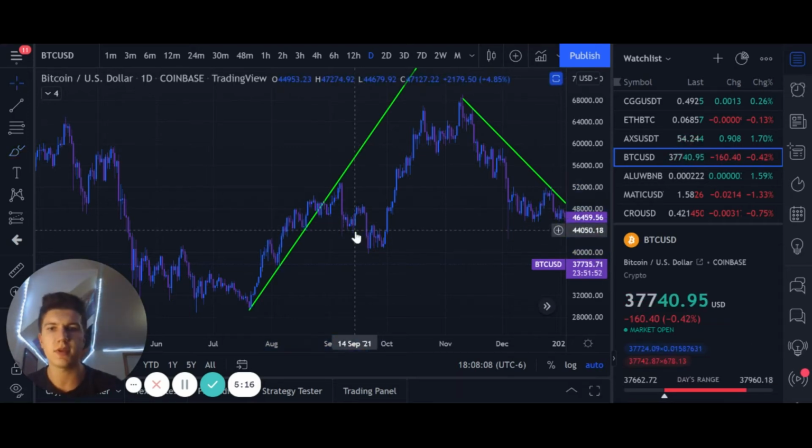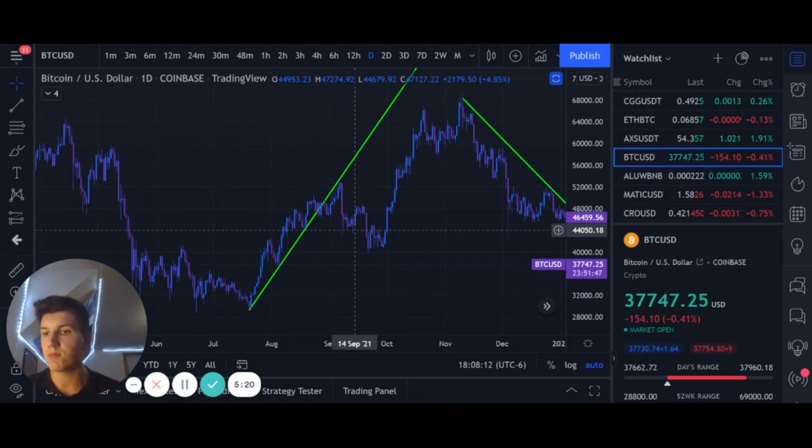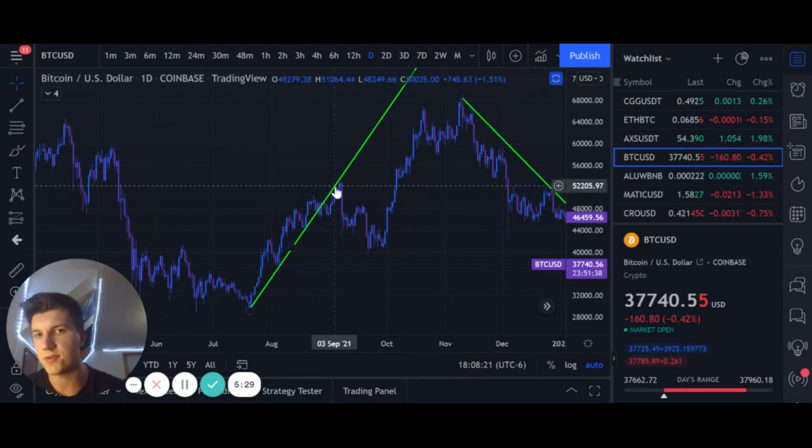It's useful to keep trend lines on your chart even when they have been broken, because sometimes price will come back and retest it as a support or resistance. In this case right here, it was acting as a resistance.